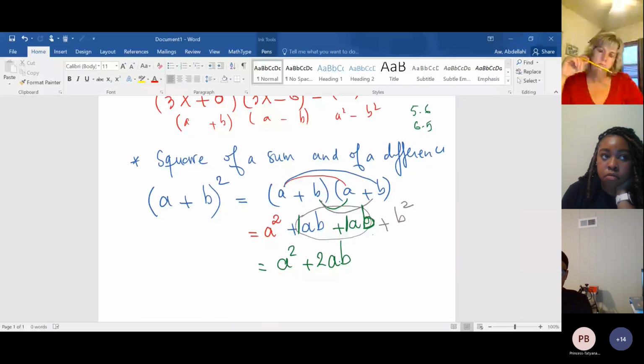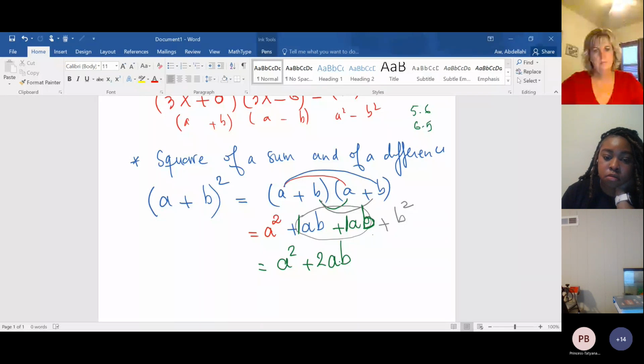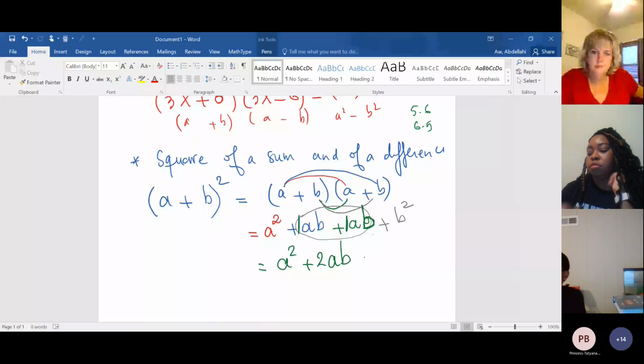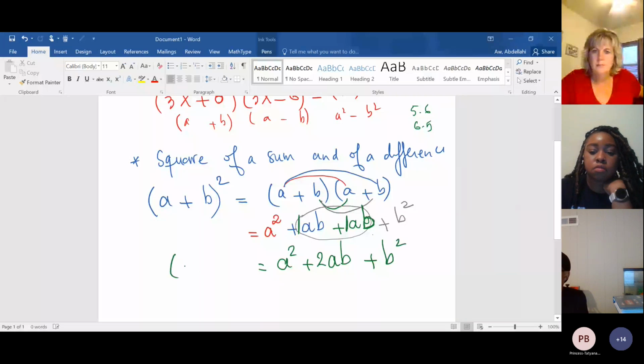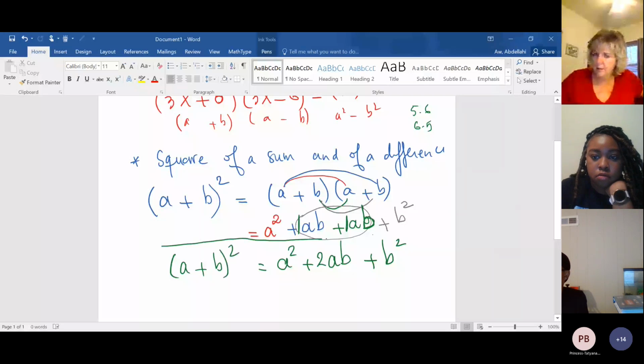When you add terms, or if you subtract them, it does not change the exponent in any way. When you multiply, it could change the exponent, right? But when you add, it does not change the exponent, okay? So this is just 2AB plus B squared. So basically, we have this perfect square. A plus B squared is A squared plus 2AB plus B squared.